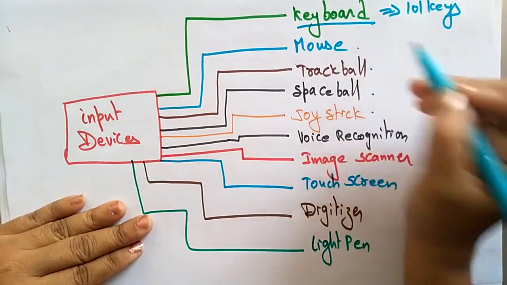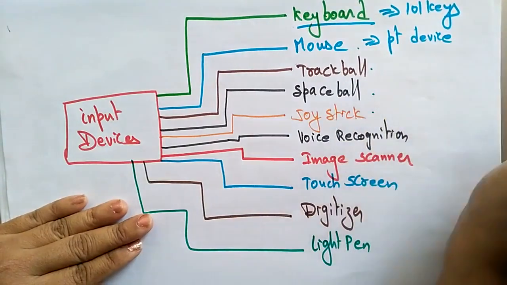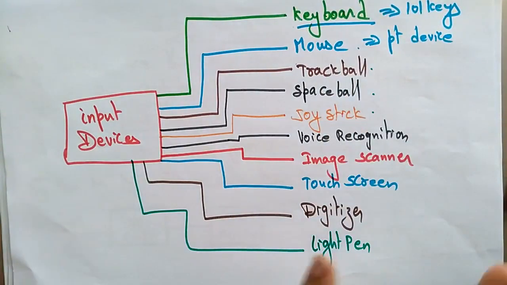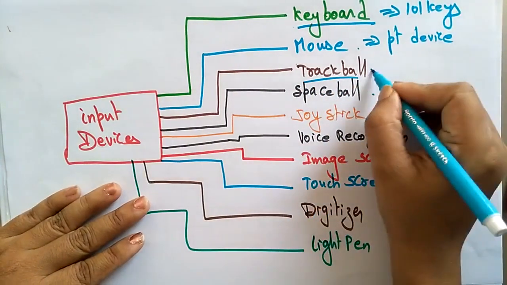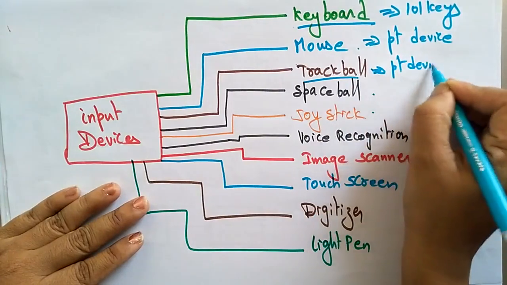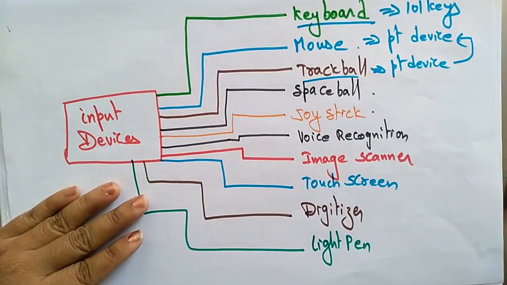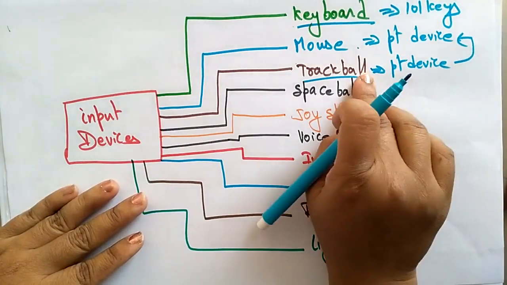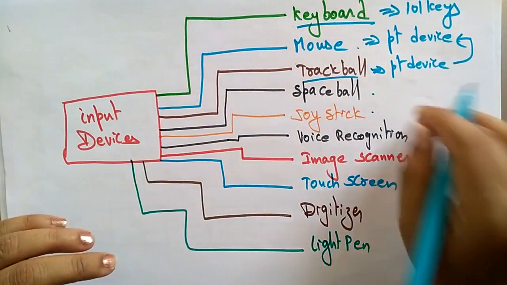And next is a mouse. Mouse is a pointing device. The one thing that you have to remember is that it cannot be used to enter text. It is just a cursor, the pointing device. And the trackball is also a pointing device, similar to the mouse. But this is mainly used in notebooks or laptop computers instead of the mouse. Suppose you don't have a mouse, we can use the trackball.